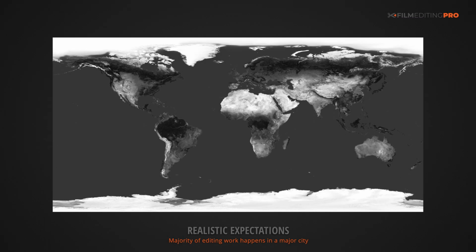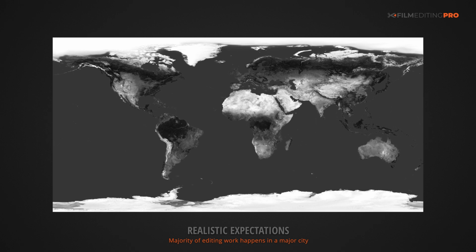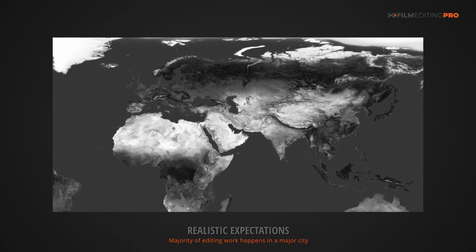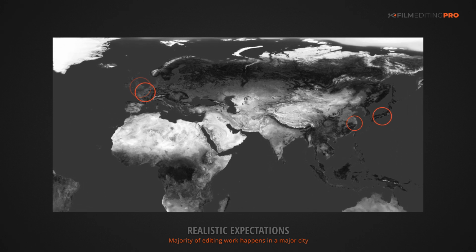So, to set some realistic expectations, the majority of editing work happens in a major city. Places like Los Angeles, New York, Chicago, Seattle, Austin, and Denver are great places in the US. And places like Toronto and Vancouver in Canada, and then around the world in major cities like London, Paris, Tokyo, Shanghai, and Amsterdam. But don't be discouraged.